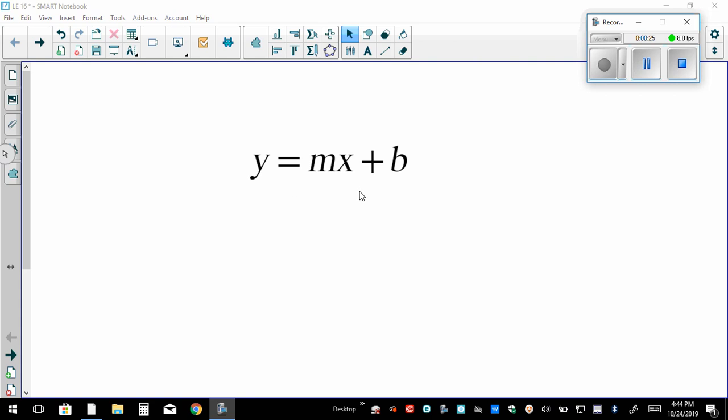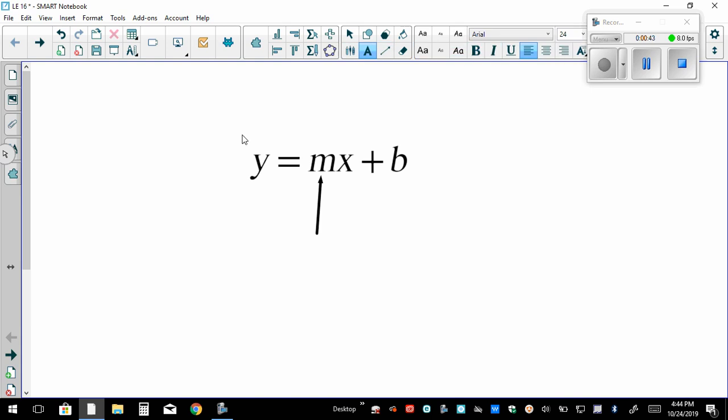And this here on the screen is your slope-intercept form. Let's just take a moment, write this down. Y equals mx plus b, and then let's talk a little bit about each part of this. So let's start right here with this m. This m right here, most of you probably already know this, is called the slope.